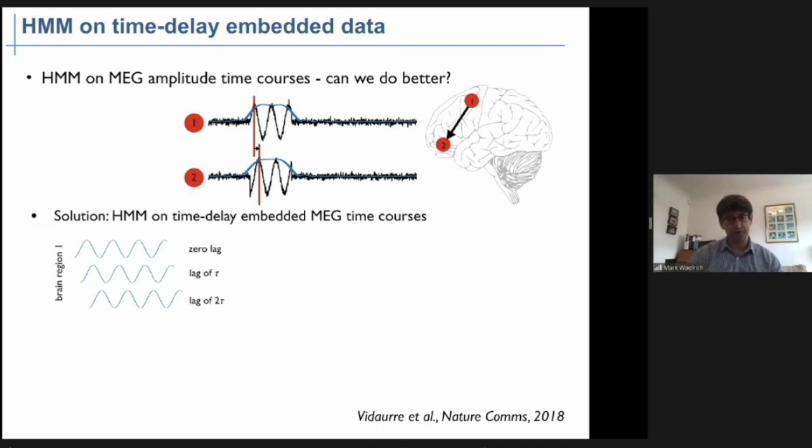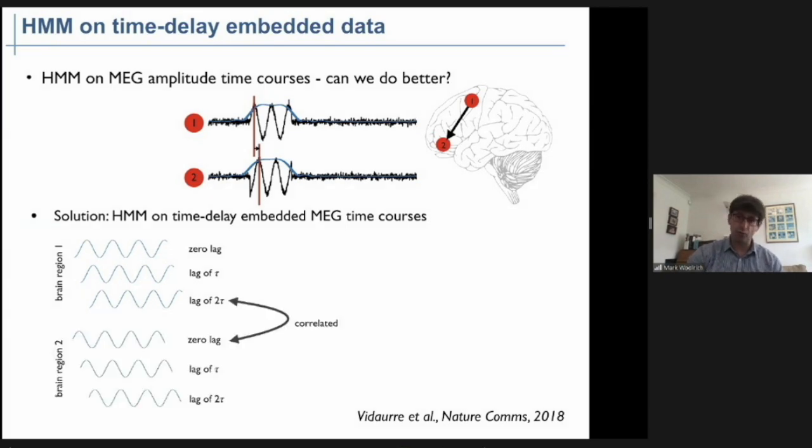Okay, so what we can do is think about other ways we might access this information and work with the raw time courses. And the solution that we've come up with is a technique called time delay embedded HMM. And we actually took this idea of time delay embedding from the world of generalized synchronization that we were playing around with at the time. And time delay embedding is essentially quite a simple idea. All you do is take the oscillatory activity from a particular brain region and then include alongside that time delayed or lagged versions of that time course. And you do that for different lags.